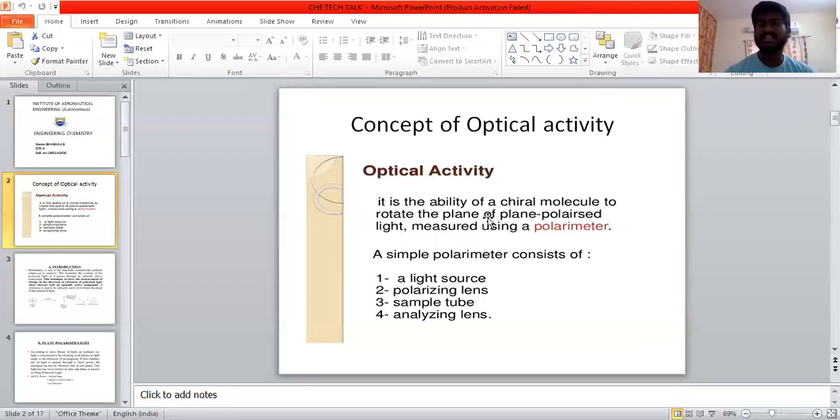So what basically does optical activity do? The ability of an optically active molecule to rotate the plane polarized light at a definite angle is called an optical activity. So a simple polarimeter consists of a light source, polarizing lens, sample tube, and analyzing lens. We will discuss the polarimeter later.